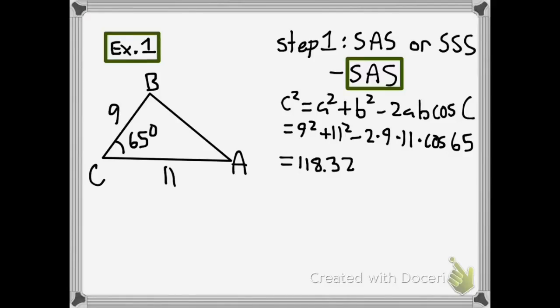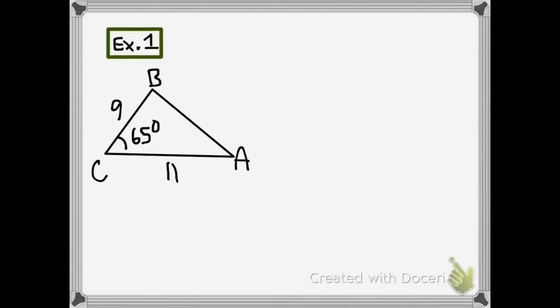And by doing that, we will now get 118.32. Then therefore, c equals the square root of 118.32, which would finally equal 10.88. Now, with the answer we got, we will now lead to step 2.